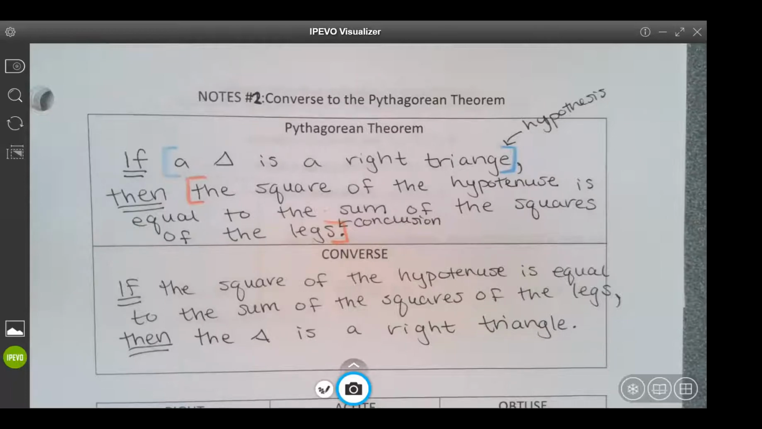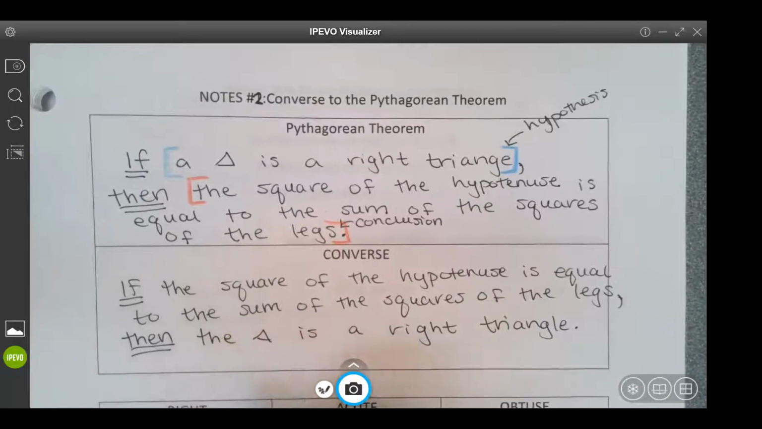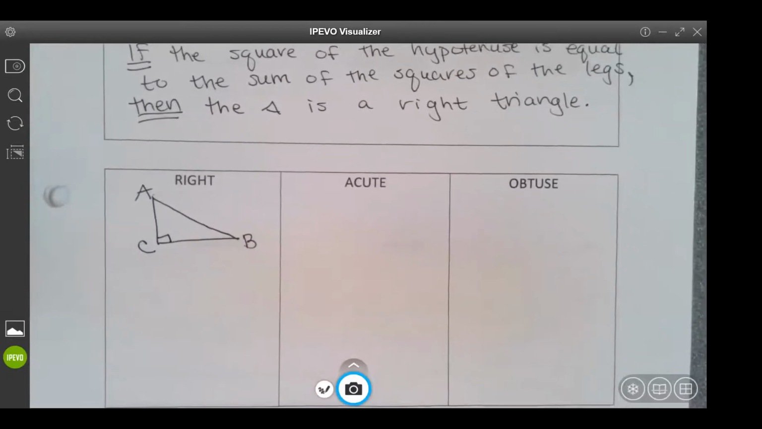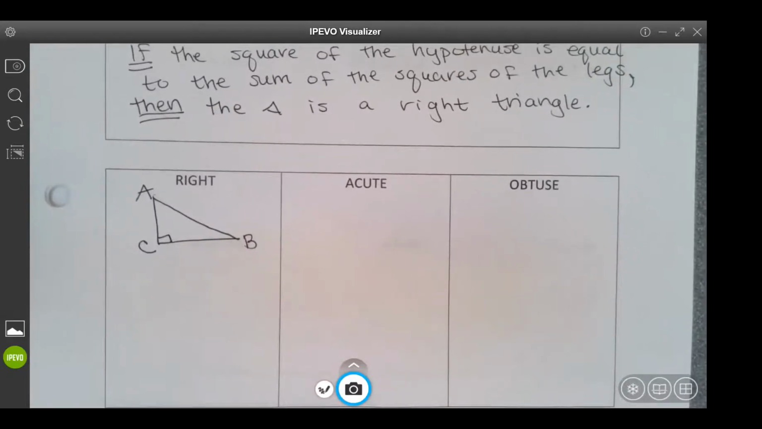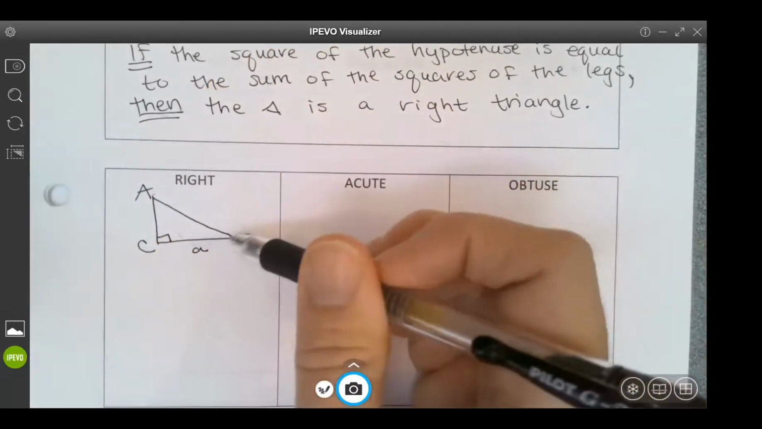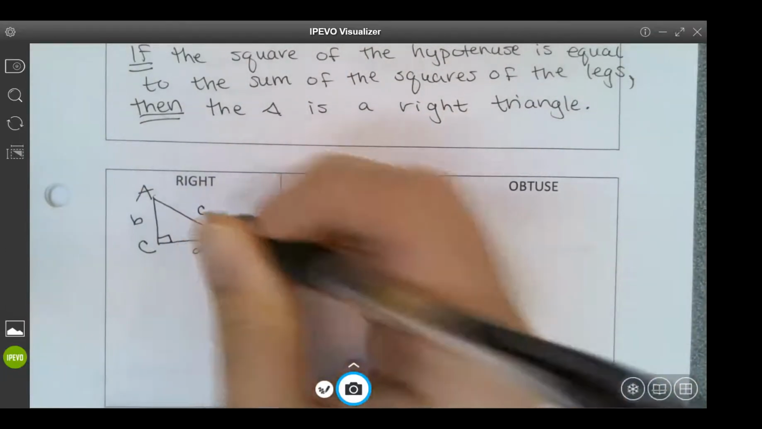So what this means, if we don't have a visual, or if we're not told a triangle is a right triangle, we can conclude it's a right triangle if the converse of the Pythagorean theorem is true. Or let me draw a little diagram here. So I'm going to call this A, B, C. Here's my right triangle. And the side across from A, I'm going to call little a. Side across from B, I'm going to call little b. Side across from C, I'm going to call little c.